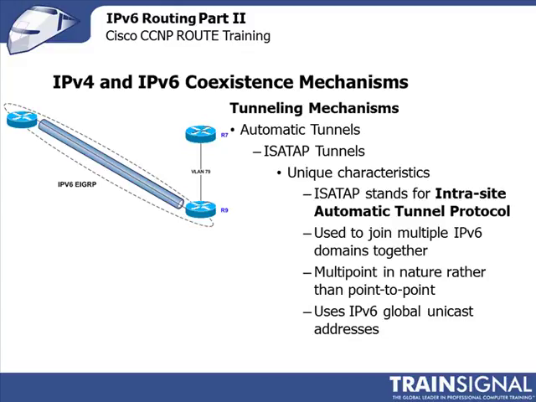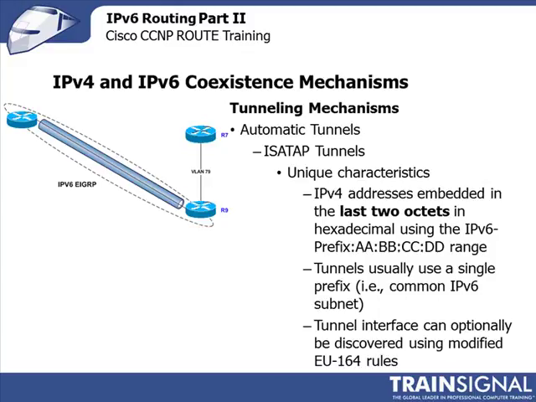Another tunnel requires more configuration, but it's called an ISATAP tunnel. It stands for Intra-Site Automatic Tunnel Addressing Protocol. It's used to join multiple IPv6 domains together. Again, it's multipoint in nature, and it uses IPv6 global unicast IP addresses.